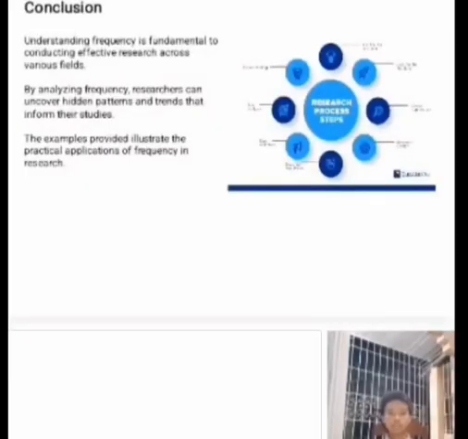Conclusion: understanding frequency is fundamental to conducting effective research across various fields. By analyzing frequency, researchers can uncover hidden patterns and trends that inform their study. The examples provided illustrate the practical application of frequency in research.